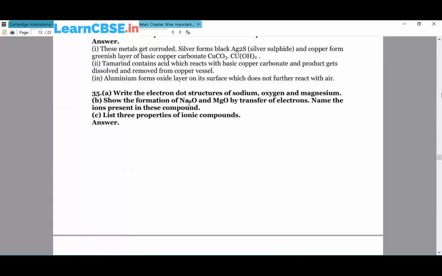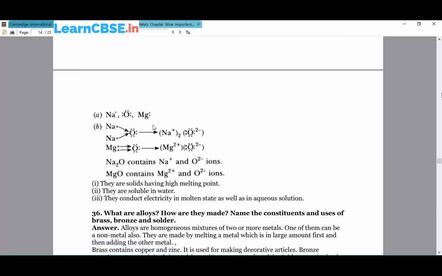Show the formation of Na2O and MgO by transfer of the electrons. Name the ions which are present in the compound. So Na has 1 electron in the outermost shell. Oxygen has 6 electrons in the outermost shell. Now the two sodium atoms lose 1 electron each to the oxygen atom and it forms the two Na+ and the O2-.